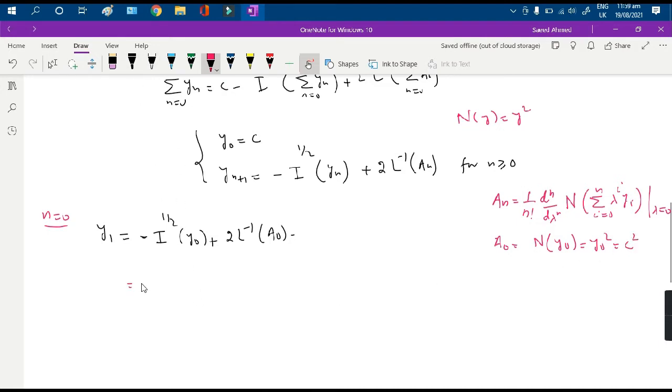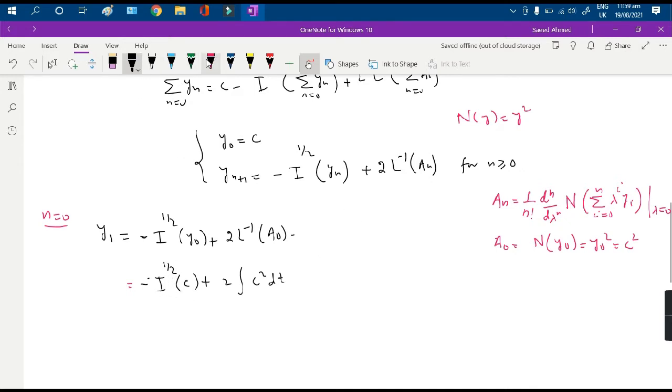Okay, here we now have minus the integral operator of order 1/2 of y0, which is c, and then 2 L inverse, which is the classical integral operator, of A0, which is c square. Okay, one thing is still left. We have to find this thing.